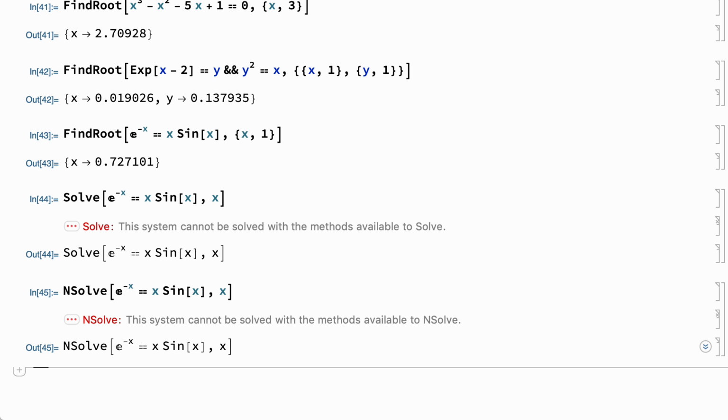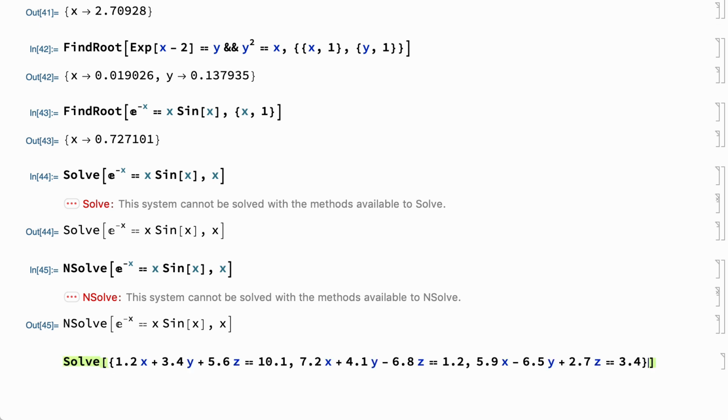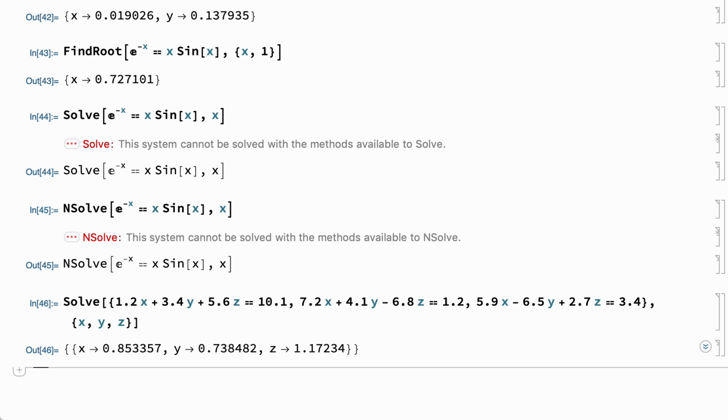There are separate functions for the important special case of systems of linear equations. The Solve function can solve linear equations. For example, this shows Solve giving a solution for a set of 3 linear equations. But although Solve can solve this problem, it is almost always more efficient to treat a system of linear equations as a matrix equation and then compute the solution using matrix operations.